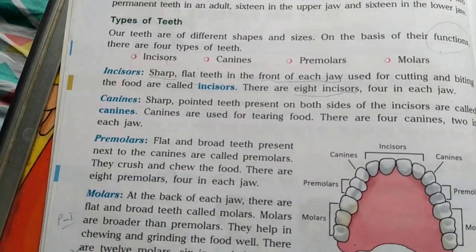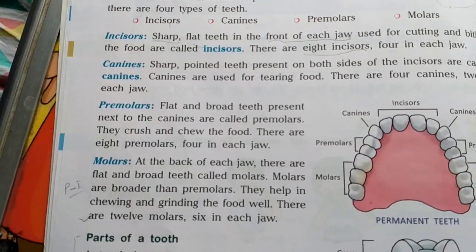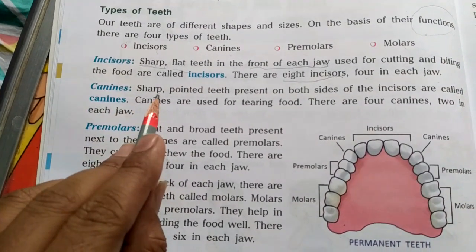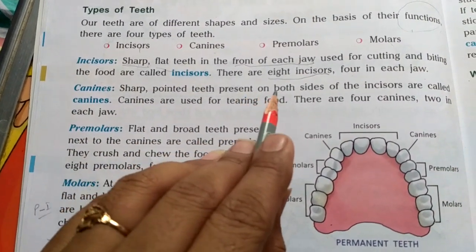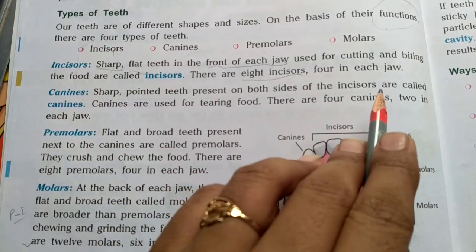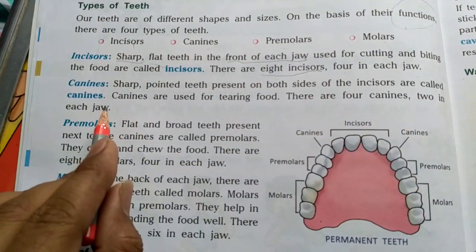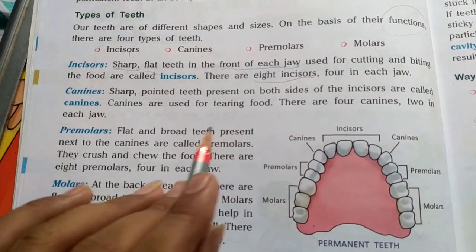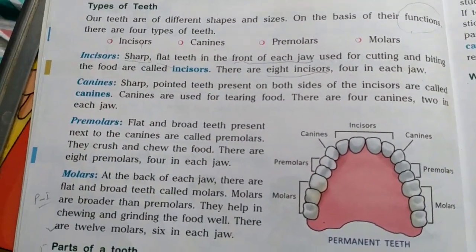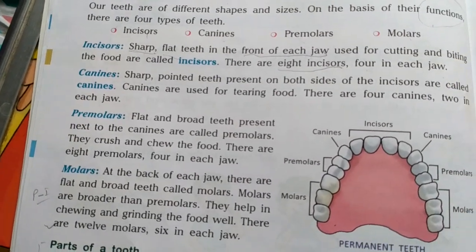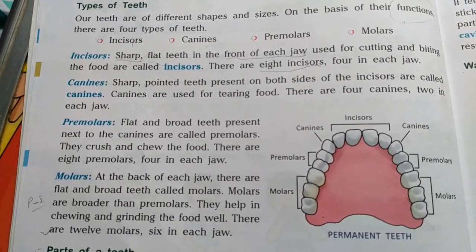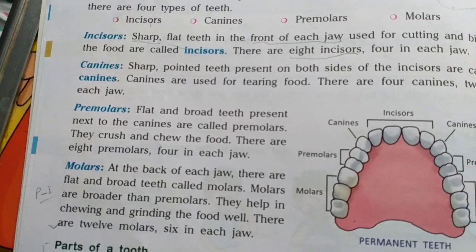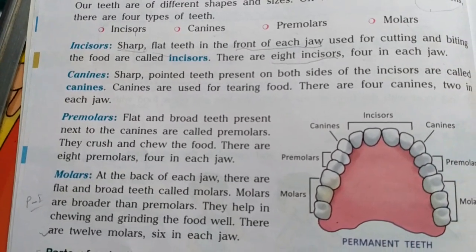So it was all about incisors. Moving on to canines, the second type of teeth. Canines: sharp, pointed teeth present on both sides of the incisors are called canines. Canines are used for tearing food. Sometimes you tear the pages of your books and notebooks also by mistake. So these canine teeth which are present in our mouth have the same function. They are used for tearing the food.